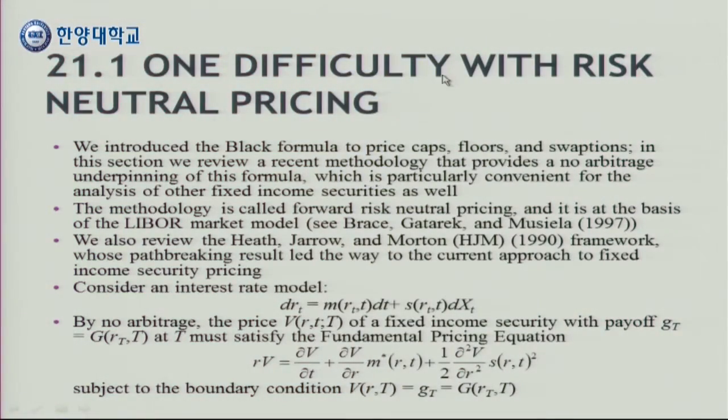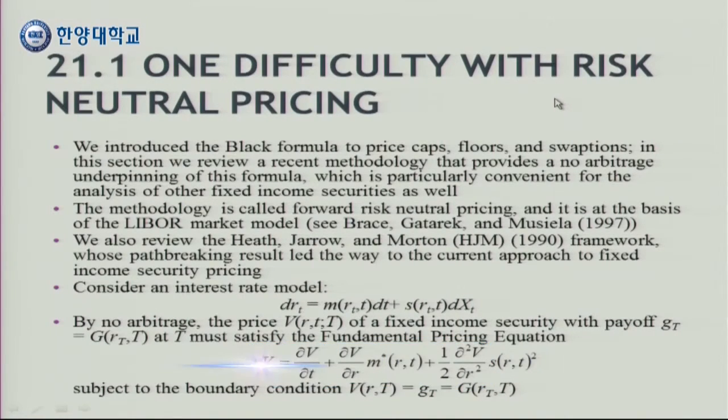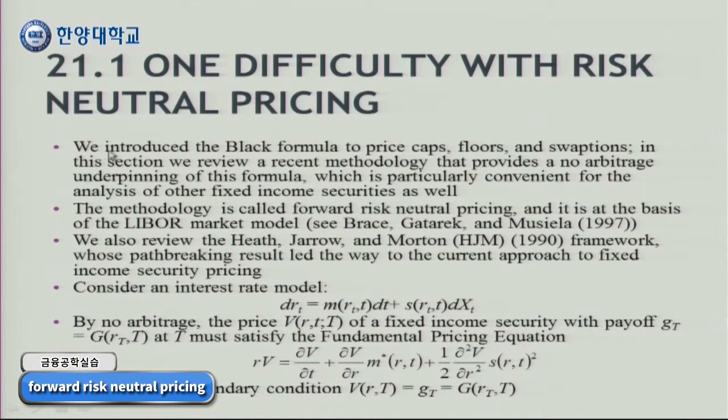So what is the problem with the risk neutral pricing? It works well most of the time, but for interest rate models, it creates some inconvenient problems. We introduced the Black formula to price caps, floors, and swaptions. You can regard this one just as a Black-Scholes formula. We can cover this one later.